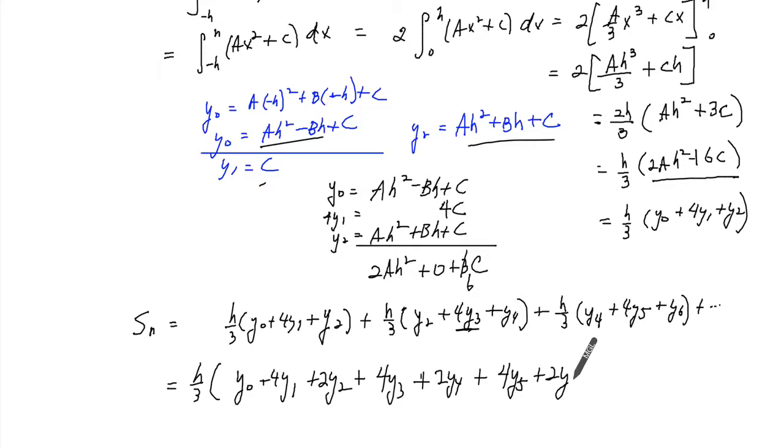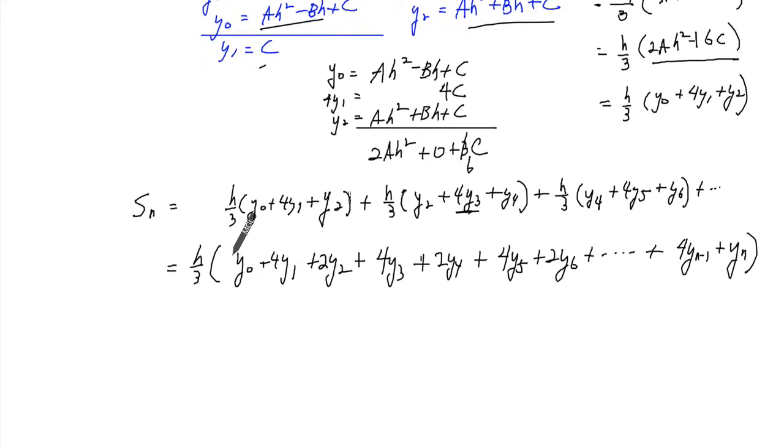Okay, all the way to the very last one. We'll just get it once. The one before that we'll get 4 times. Okay, so notice the coefficient pattern. It's 1, 4, 2, 4, 2, 4, 2, all the way into 4, 1 in the end.